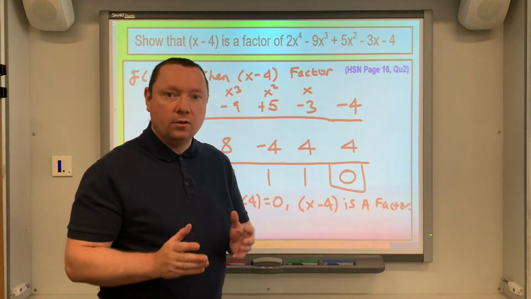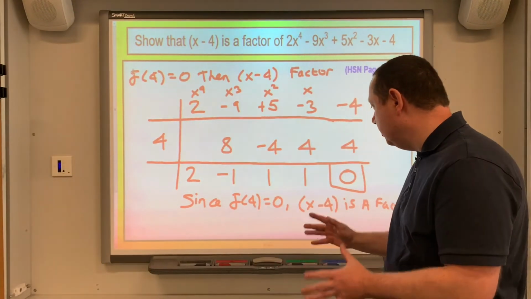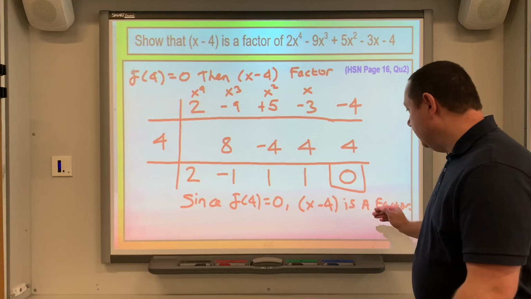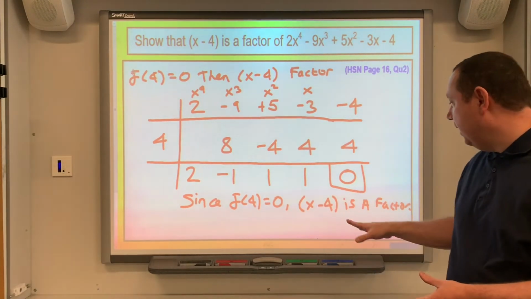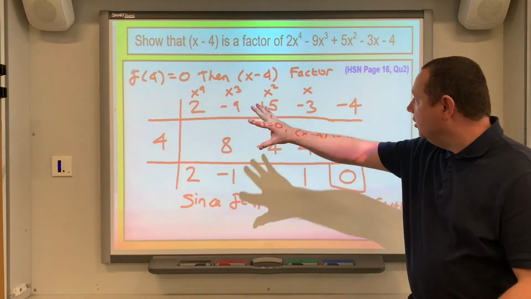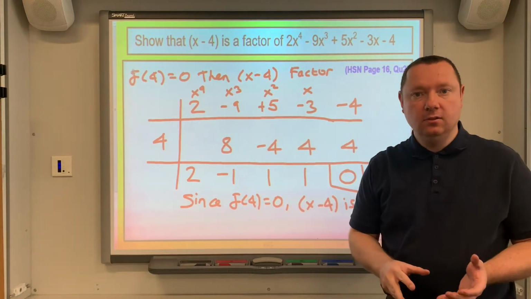Notice for this question, just a few points. You have to write that since f of 4 is equal to 0, x minus 4 is a factor. If you don't write that, you've not got the marks. You can't just do this and say nothing.